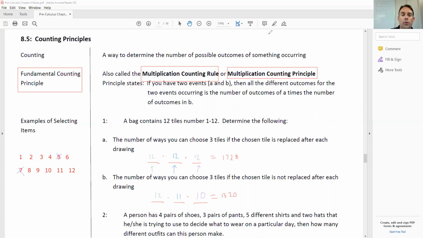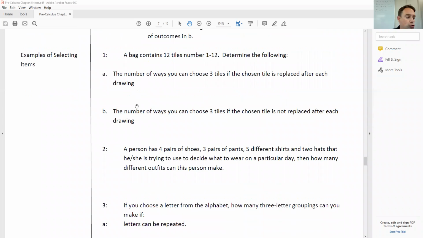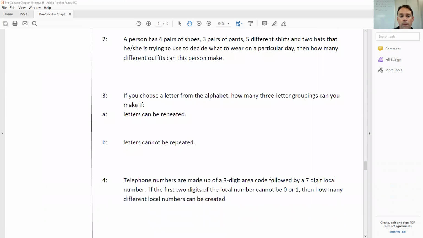So we're just going to continue playing with this idea of the counting principle here. Why don't you go and pause the video and see how you do with all these different ideas, and then we'll come back and talk about it.